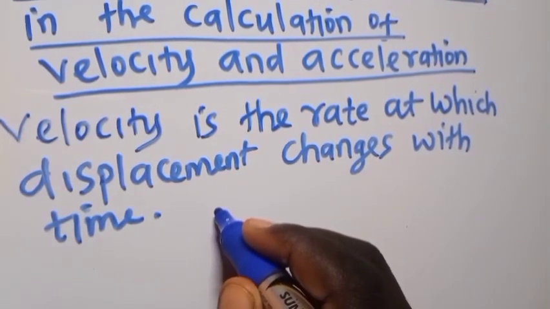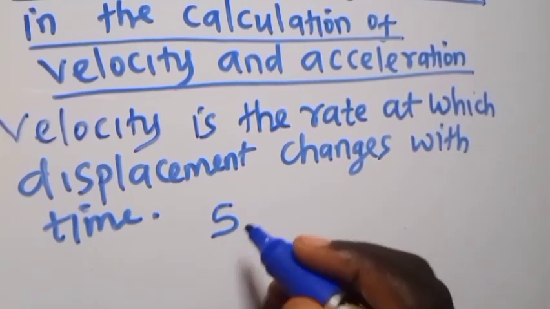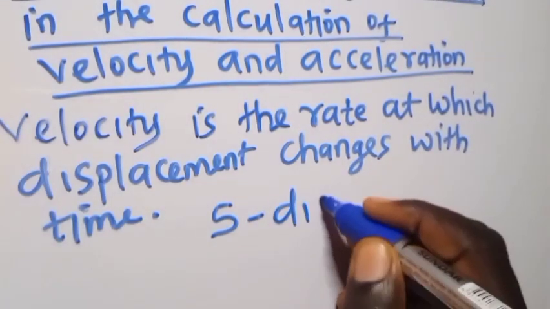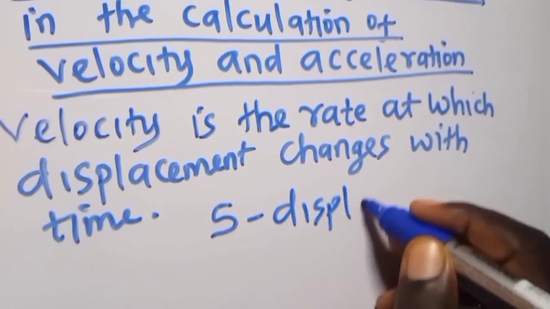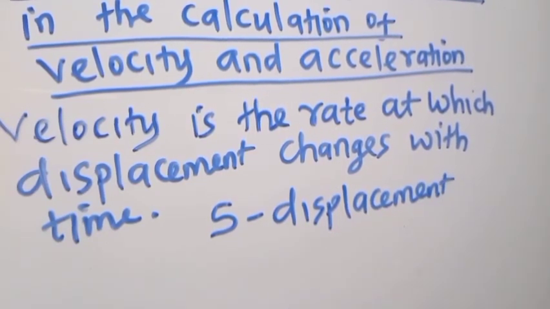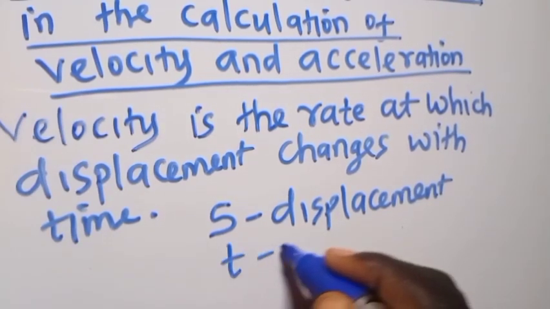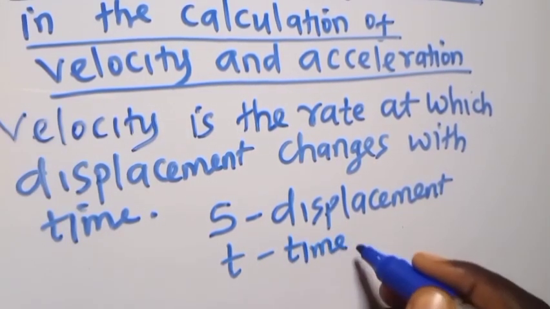Now, displacement is denoted by capital S, while time is denoted by small t.